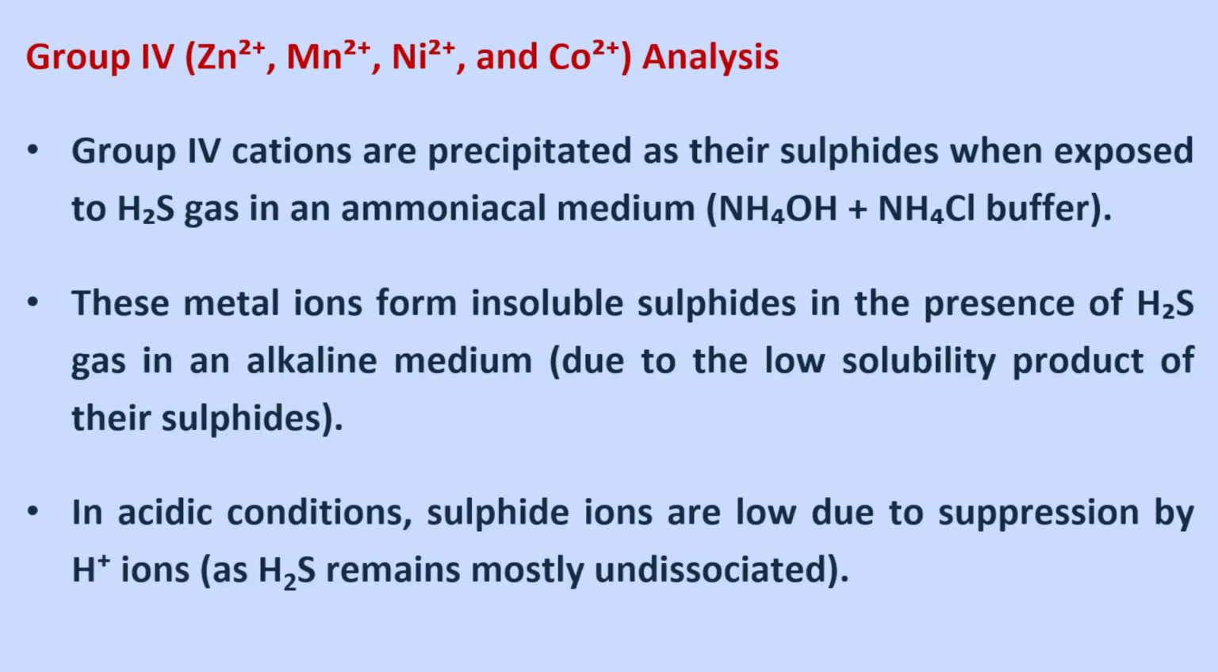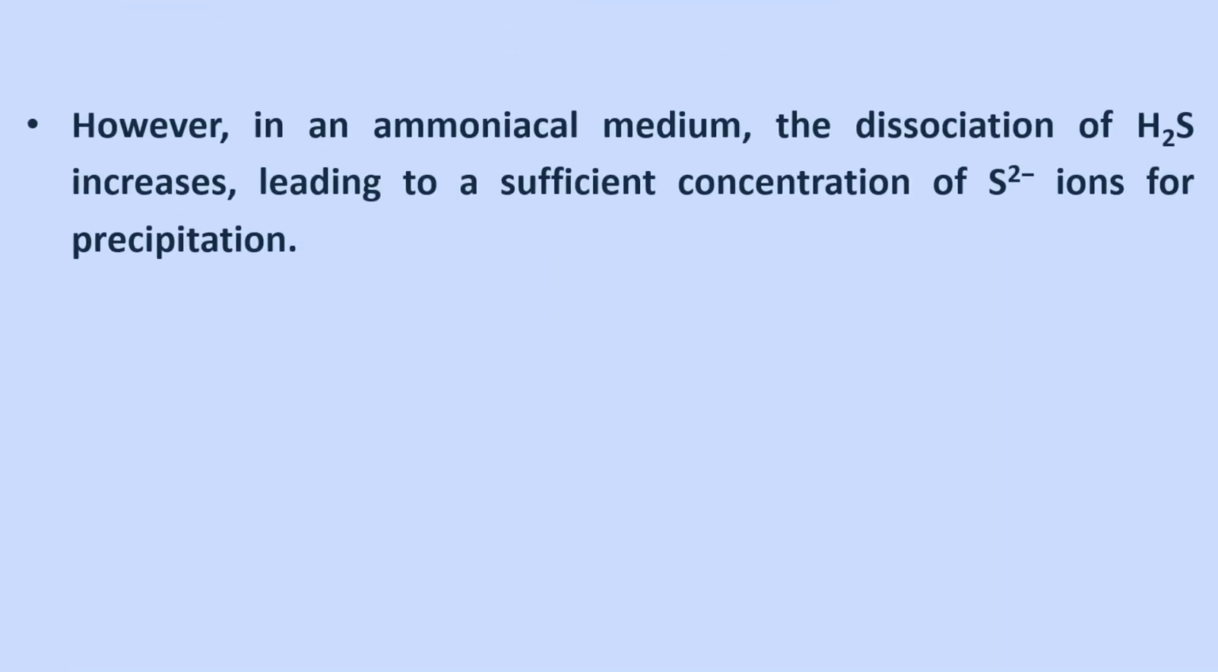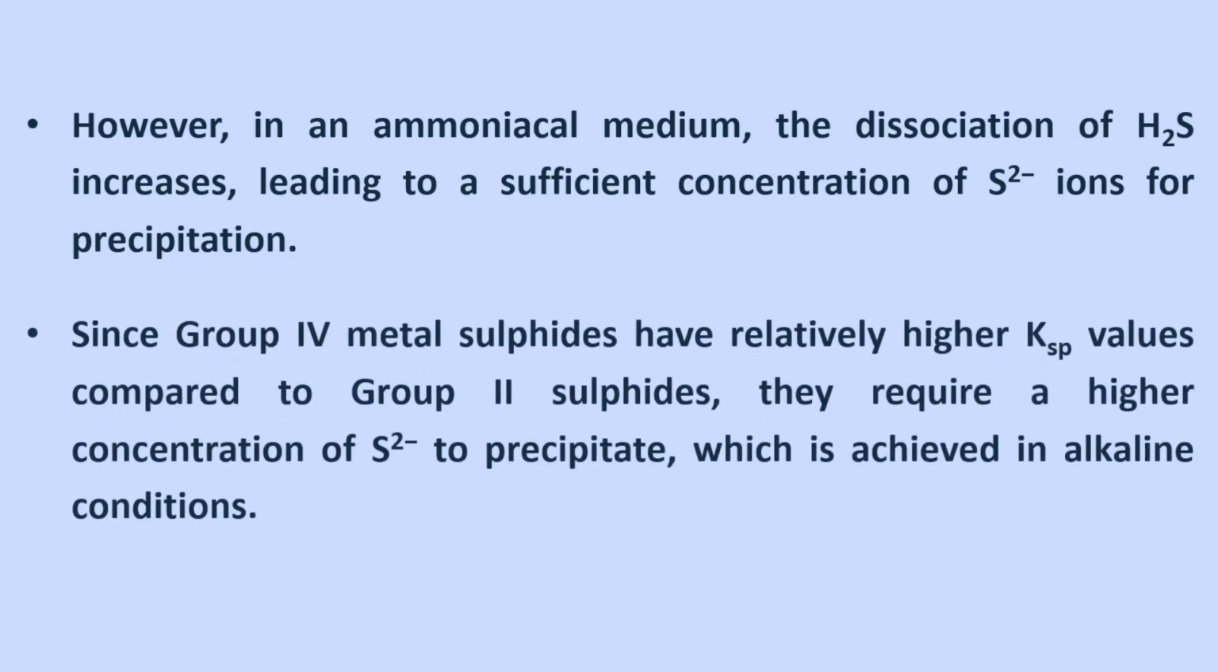In an acidic medium, H2S doesn't have enough sulfide ion because of H plus ion and the common ion effect. But in alkaline medium, the dissociation of H2S increases, giving more sulfide ions which are necessary for precipitation. Now remember, these group 4 sulfides have a very high solubility product compared to group 2 sulfides, so they need a very high concentration of sulfide ion to precipitate, and that is only possible in basic medium.